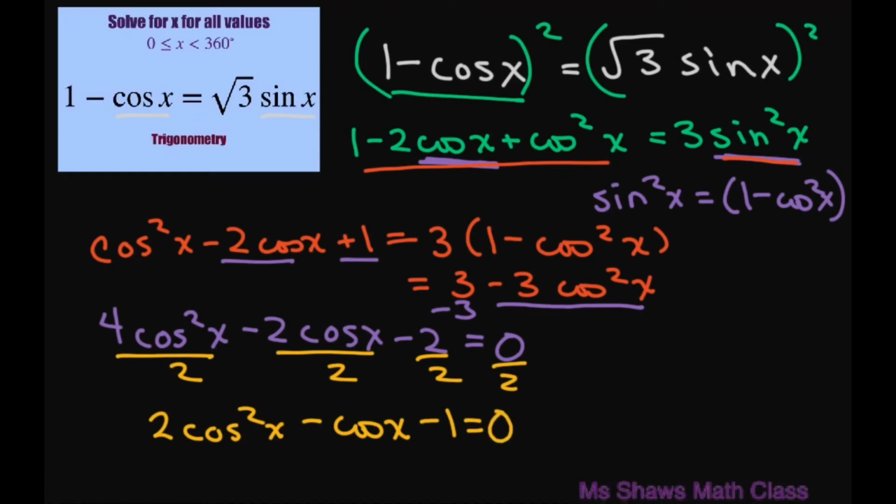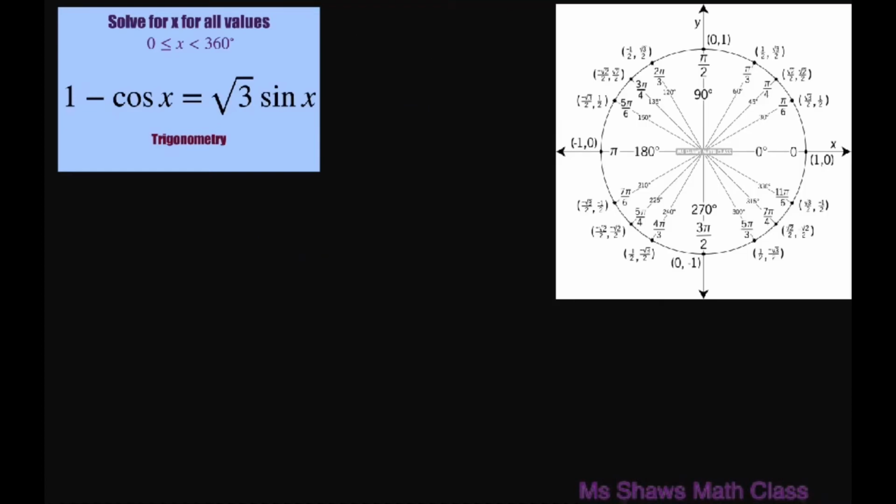And then when I factor that, it's easier to factor, you're going to get 2 cosine of x plus 1 times cosine of x minus 1 equals 0. Let me write that again here. I have 2 cosine of x plus 1 times cosine of x minus 1 equals 0.